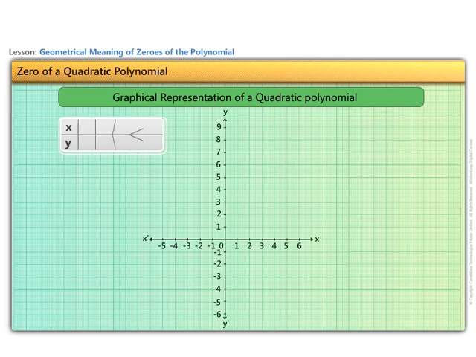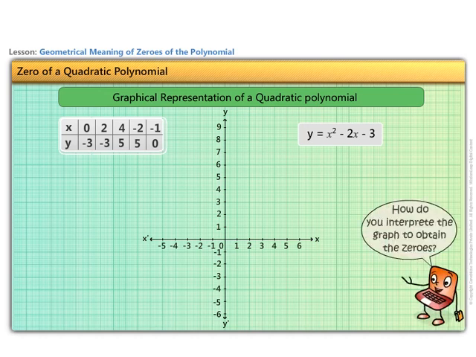Consider a quadratic polynomial x² − 2x − 3. Now, let us see what the graph of y = x² − 2x − 3 looks like. Compute values of y corresponding to a few values of x. Tabulate the values and plot the points on a graph. How do you interpret the graph to obtain the zeros?